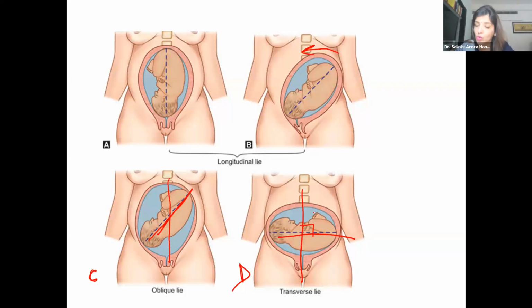Now, the important questions asked here are: what is the most common lie? The most common lie is longitudinal lie. In which lie is cord prolapse most common? Cord prolapse is most common in transverse lie. What is the management in case of transverse lie? If a patient comes to you in labor and she's a case of transverse lie, the only management is cesarean section, whether the baby is alive or dead. In either case, you have to go for cesarean section.